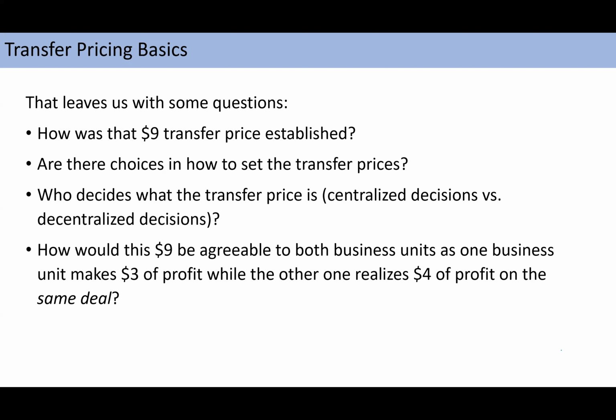Finally, how could this $9 transfer price be agreeable to both business units when distribution only makes $3 of the profit while assembly realizes $4 of the profit? Surely distribution wants to make more of the profit when they learn that assembly is making $4 of profit. So in the next slide, let's look at the general rule of setting transfer prices.